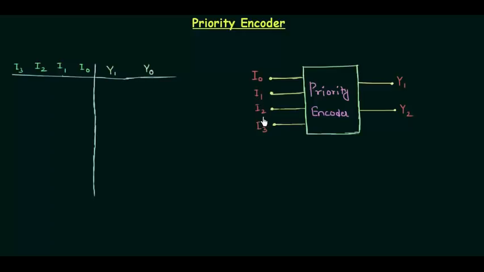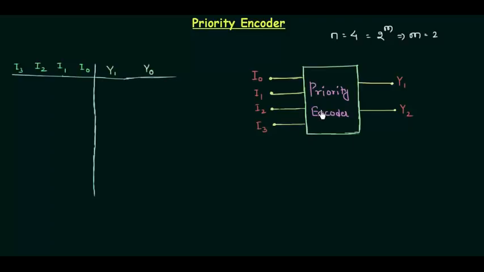I0, I1, I2 and I3, and definitely 2 outputs, y1 and y0, because n is equal to 4, and we already know that to find the number of outputs we have to make n equal to 2 to the power m. So solving this, m is equal to 2. Fine. Now what we have to actually do in this presentation is to find out the circuitry inside this block.